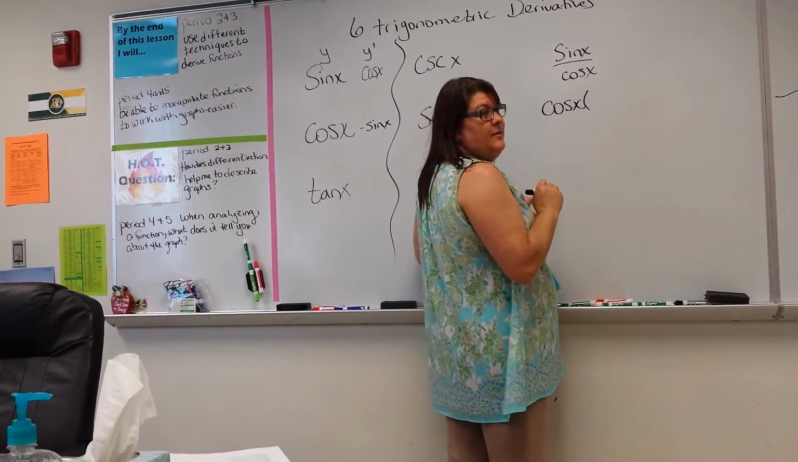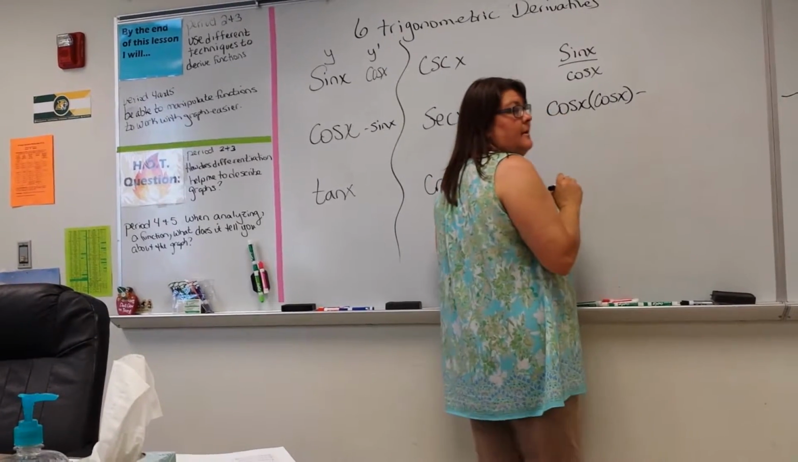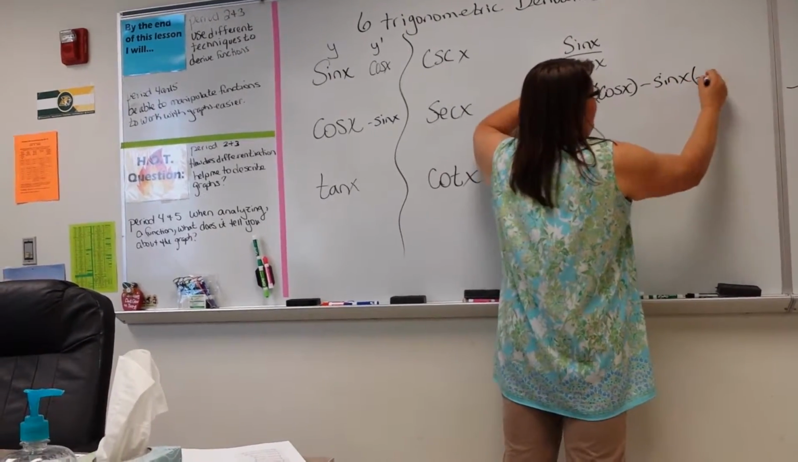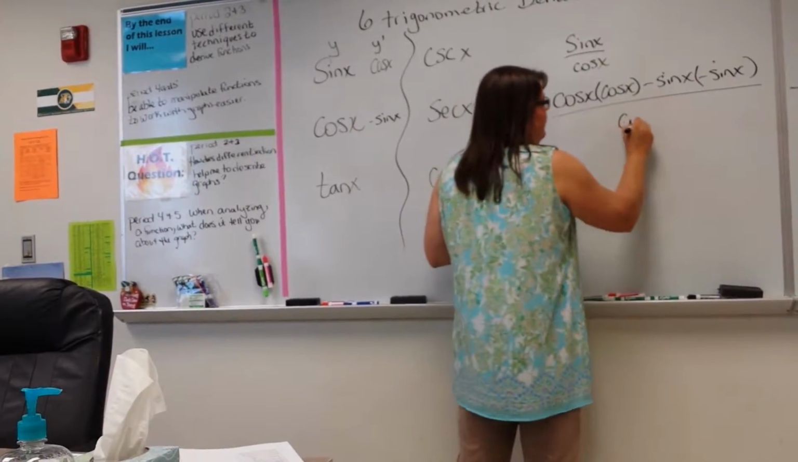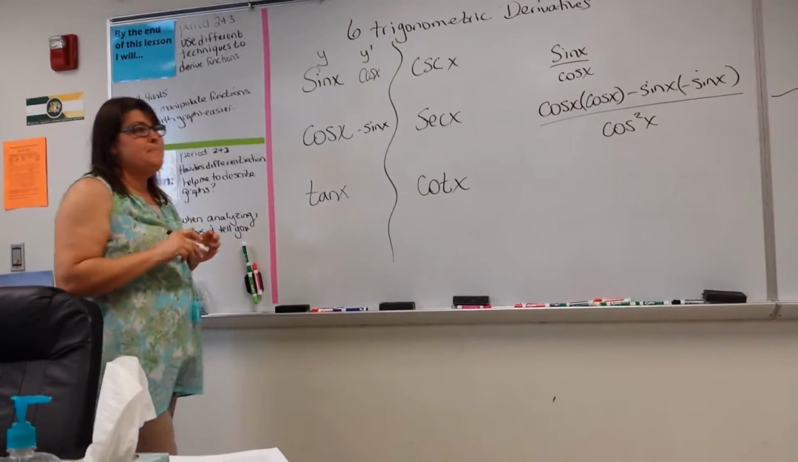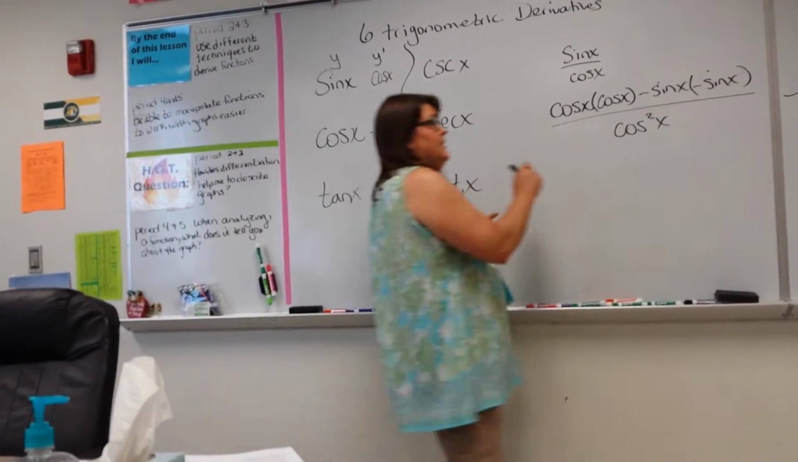Low d high, derivative of sine, cosine. Minus high, sine, d low, negative sine, all over low low. Okay, and then so it's cosine squared plus sine squared, which is 1.